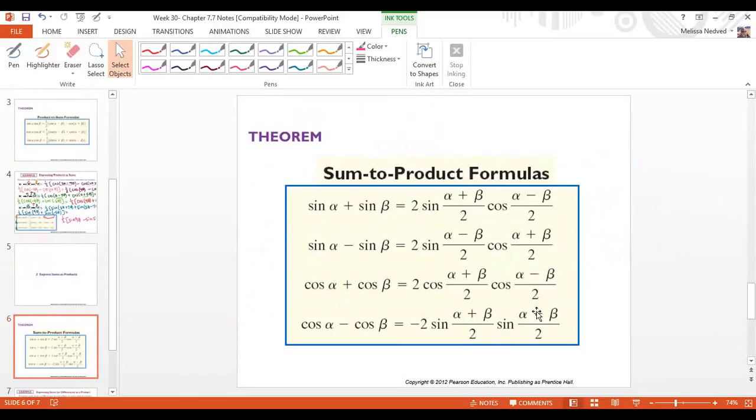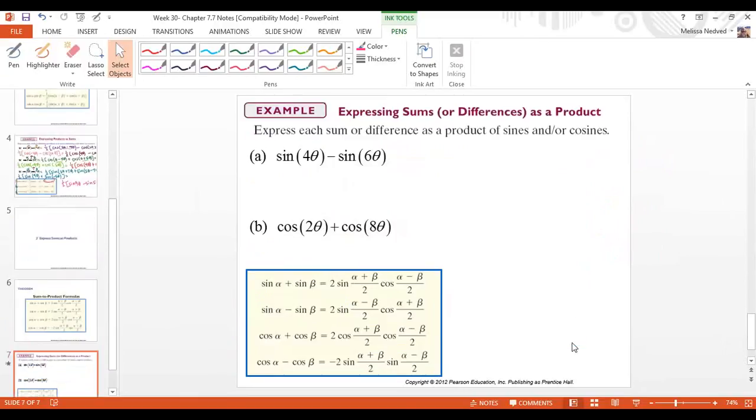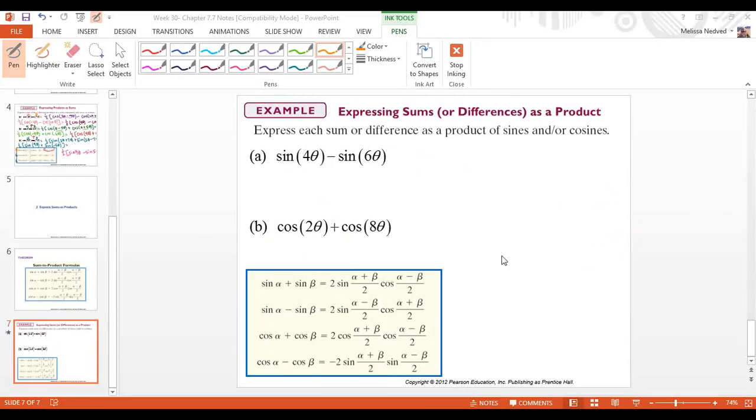We don't necessarily need to practice all of them, as they'll all follow the same format, as long as you're picking the right theorem. So for our last examples, again, we want to start by picking out which theorem we need. We're asked to express each sum or difference as a product of sines or cosines. Part A says sine of 4 theta minus sine of 6 theta. I have sine in both terms, and I'm subtracting, which means I'm going to use this second formula down here. And just like in the previous examples, we want to identify alpha and beta.